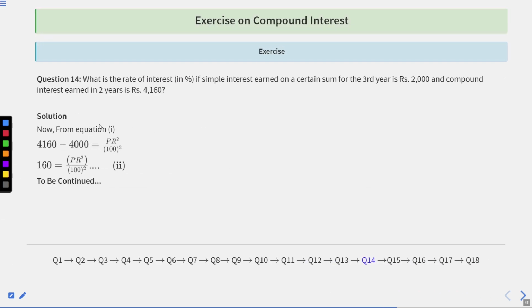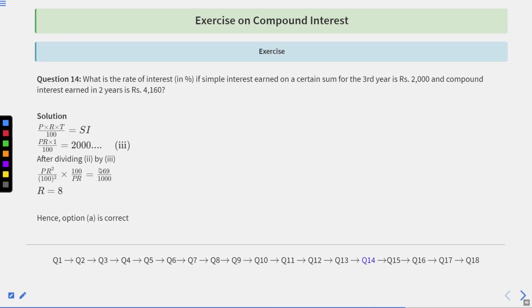So now from equation 1, 4160 minus 4000 equal to PR square upon 100 square. So that is 160 equal to PR square upon 100 square. So this is equation number 2. So PRT upon 100 equal to simple interest. So PR into 1 upon 100 equal to 2000, which is equation number 3. So after dividing equation number 2 by 3, we get PR square upon 100 square into 100 upon PR, which is equal to 160 upon 2000. So R is equal to 8. So the option correct here is option A.